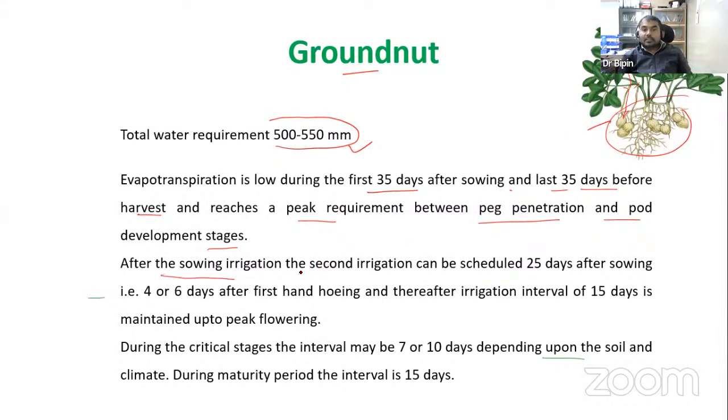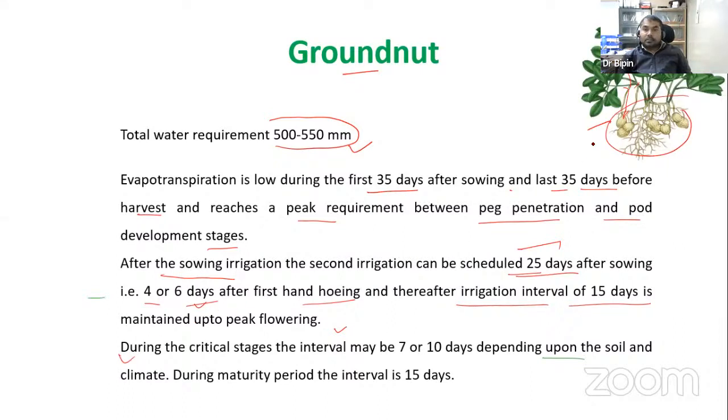After the sowing, the second irrigation can be scheduled 25 days after sowing, then 4 to 6 days after the first hand hoeing, and thereafter an irrigation interval of 15 days is maintained up to flowering. You should always be careful about hand hoeing. You should not do hand hoeing when the groundnut reaches flowering, because it will disturb the pegs.